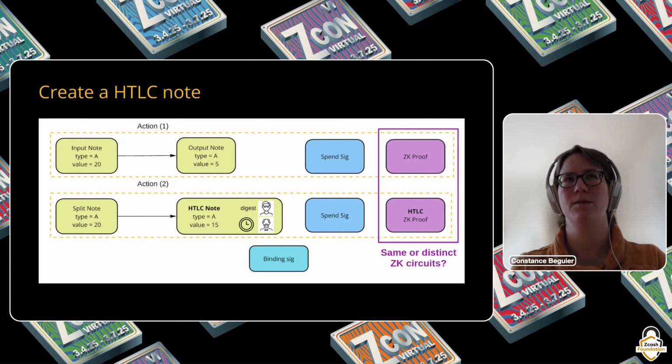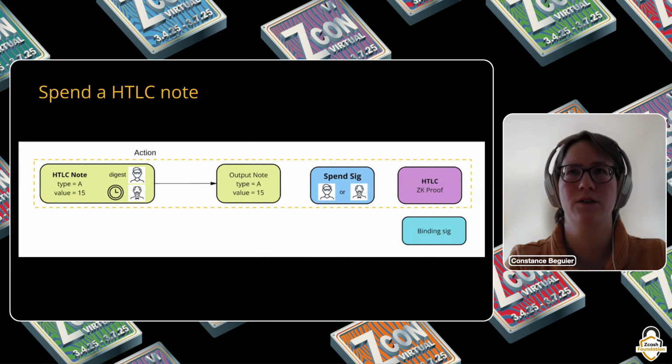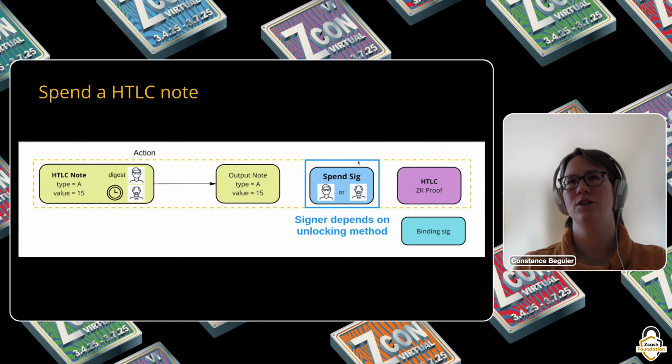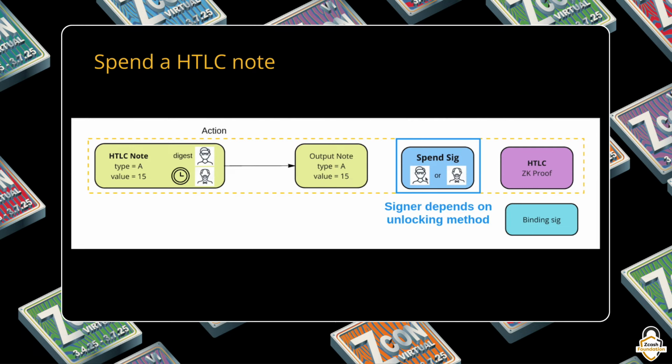So now we have created some HTLC nodes. It's good, but we would like to be able to spend them, and to check that the requirements are met when we spend an HTLC node. When we spend an HTLC node, the action will be signed either by Bob or John. We would like to check that if Bob signs, he knows a pre-image of the digest. And we would like to be sure that if John signs the action, we are after the deadline.